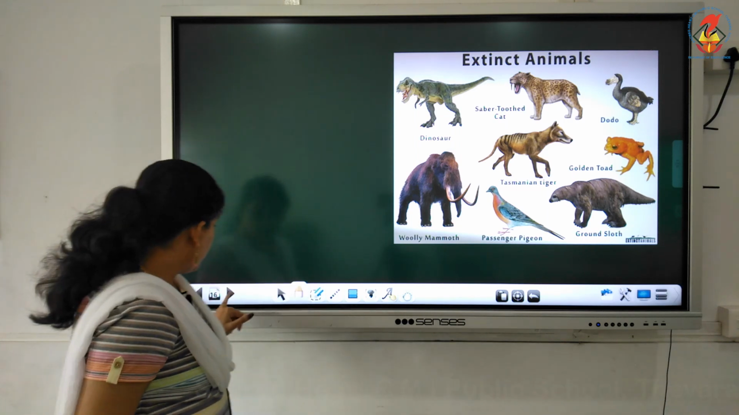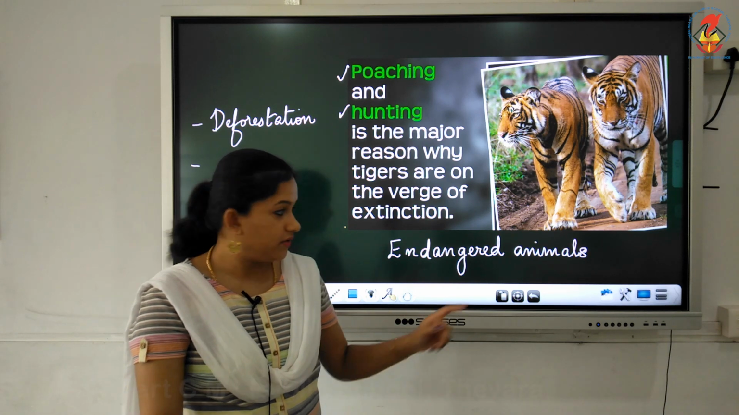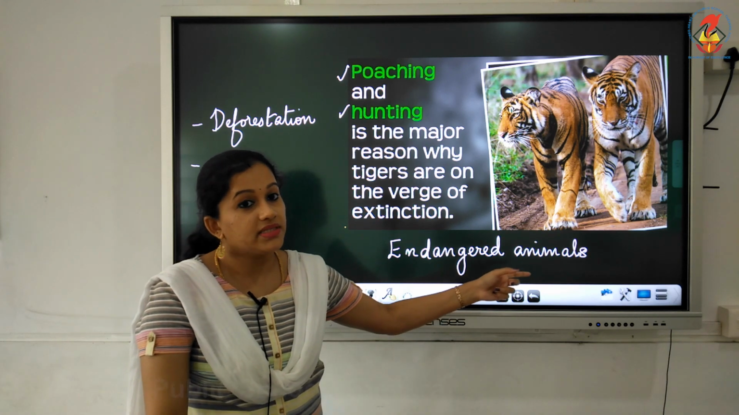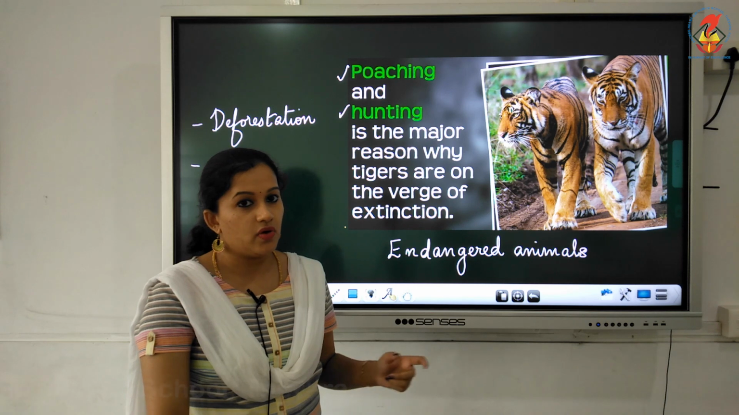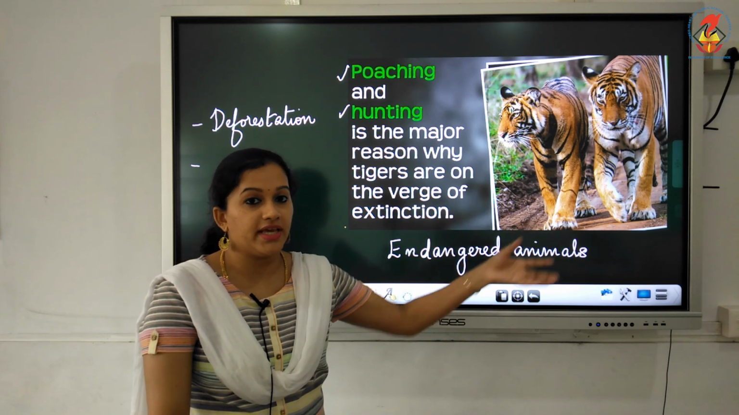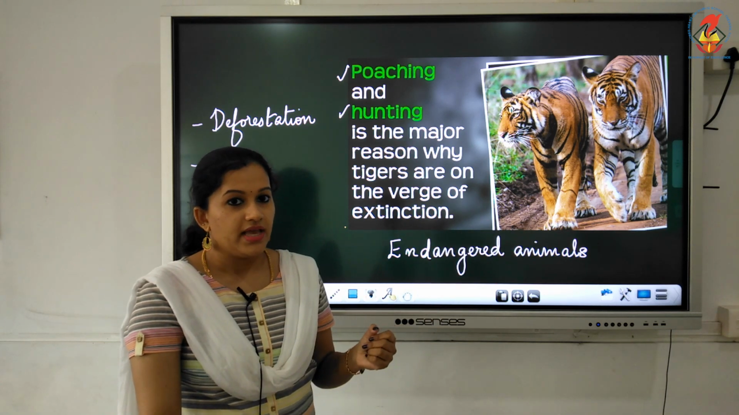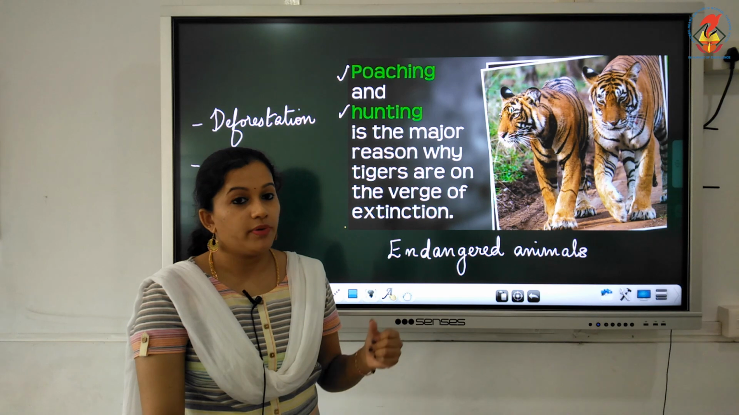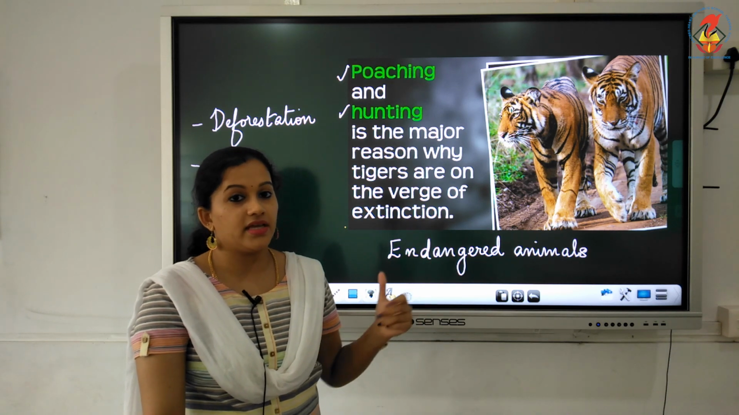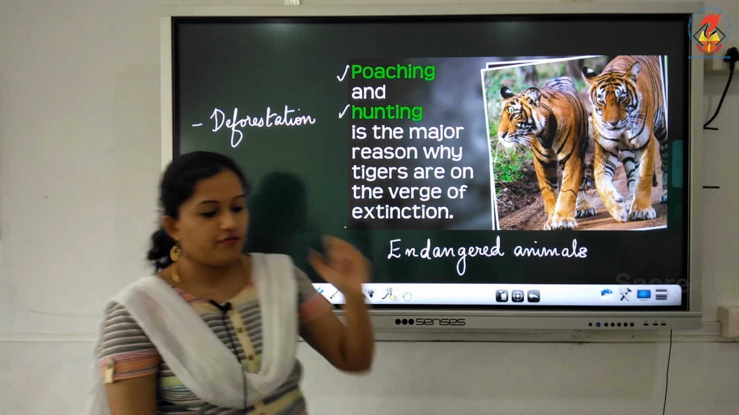Then the last thing that we learned is about our national animal tiger. We learned that it is one among the endangered animals. Why? Because it is facing the danger of extinction. If you don't protect these animals, they will also become extinct. And what are the reasons why the population of the tiger is going down? It's because of poaching, hunting and deforestation.